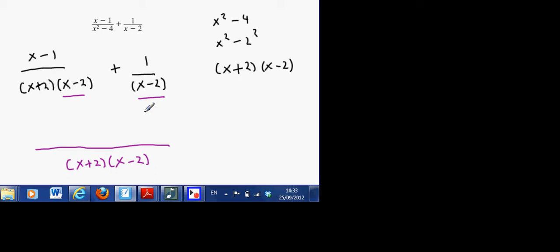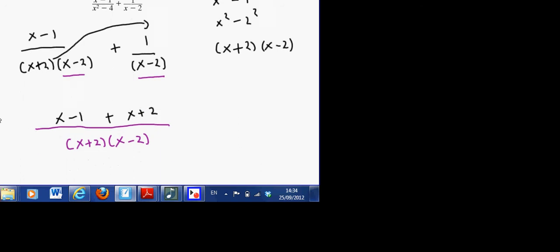Okay? Now the next move you're going to make is this. This one here now has an extra part, so you've got to multiply by the part that wasn't there. It was the x plus 2 that wasn't there, wasn't it? The x plus 2 wasn't there, so the x plus 2 goes up beside the 1. Okay? Then we get x minus 1 plus x plus 2.